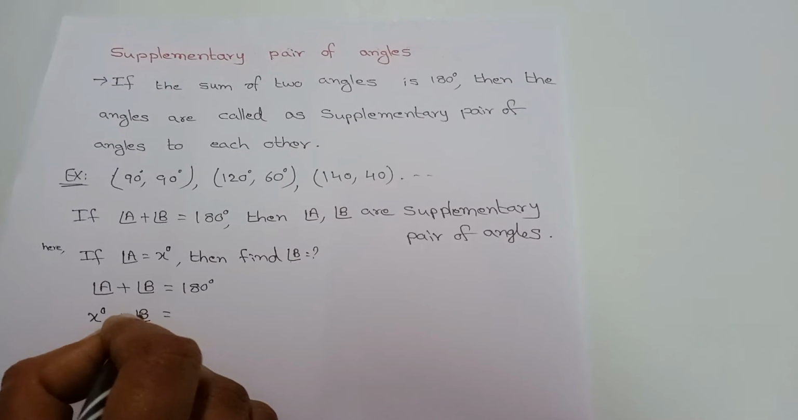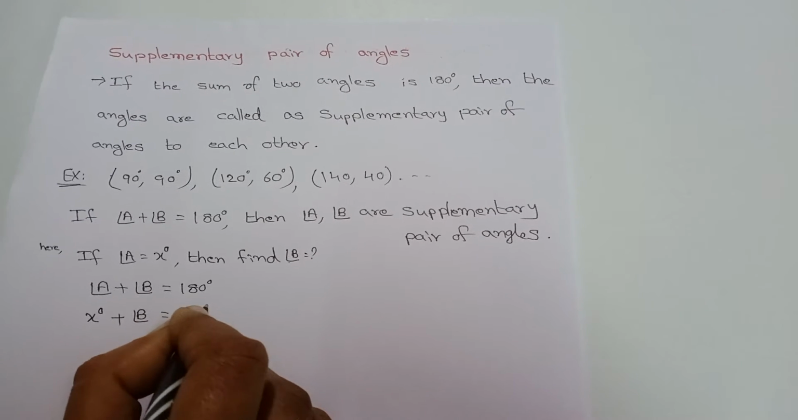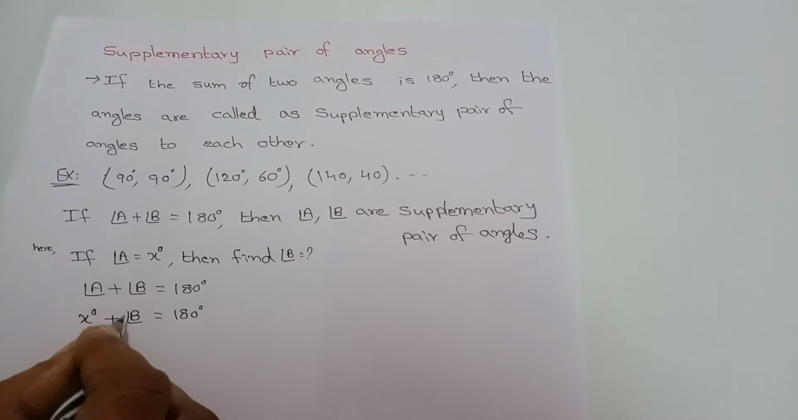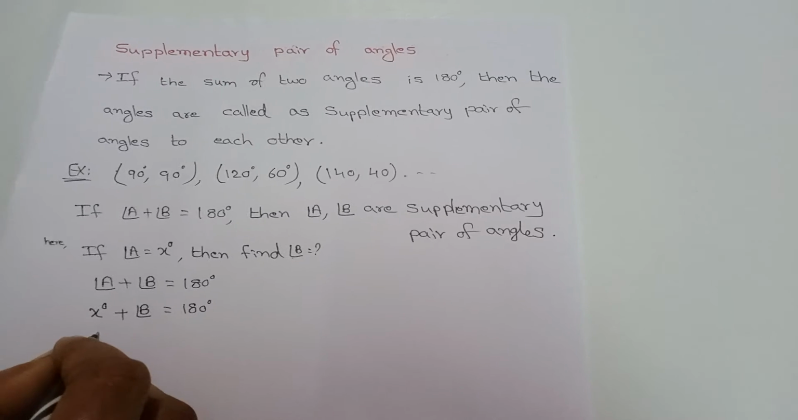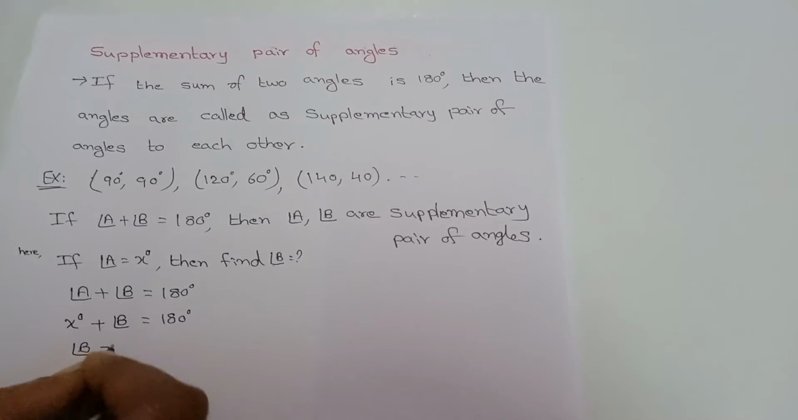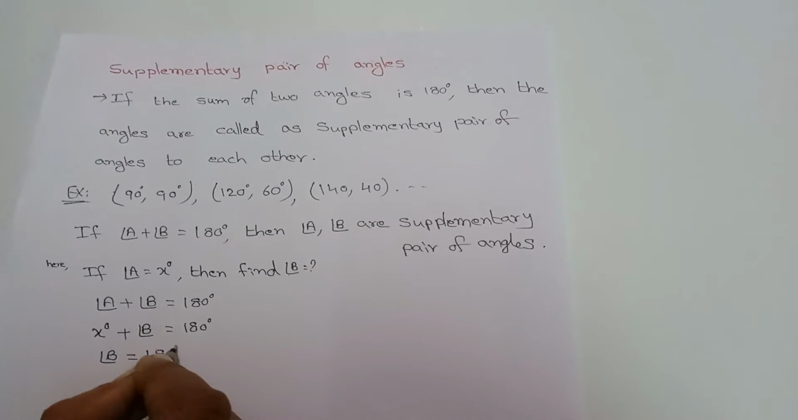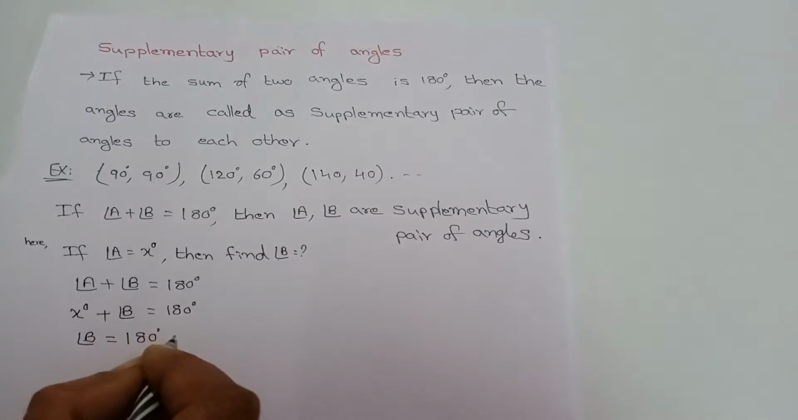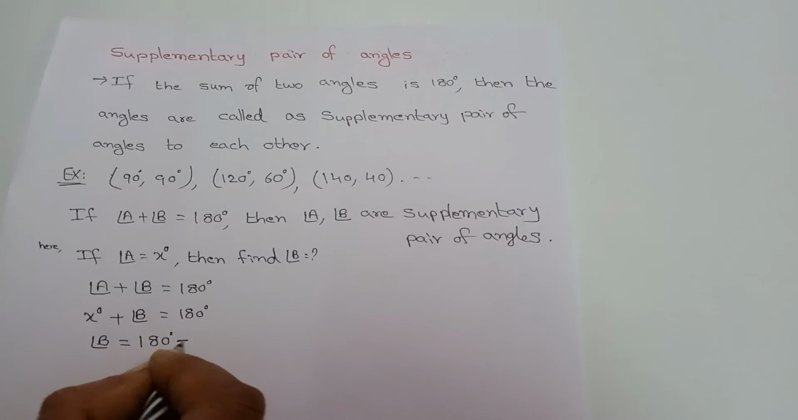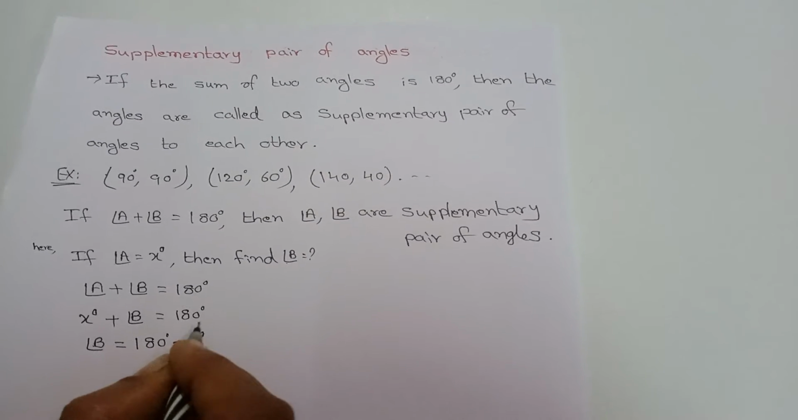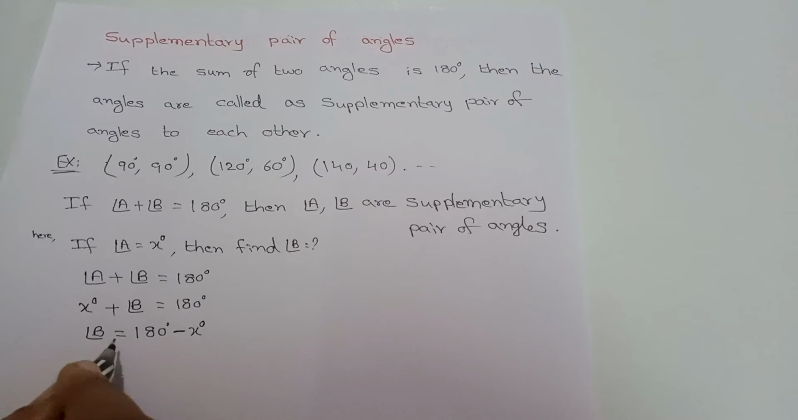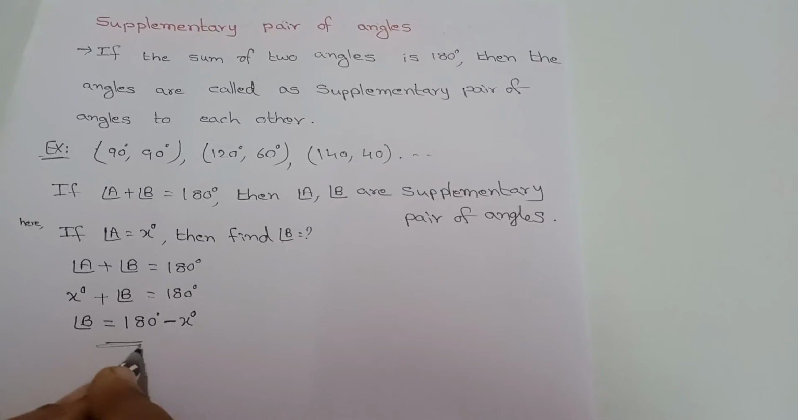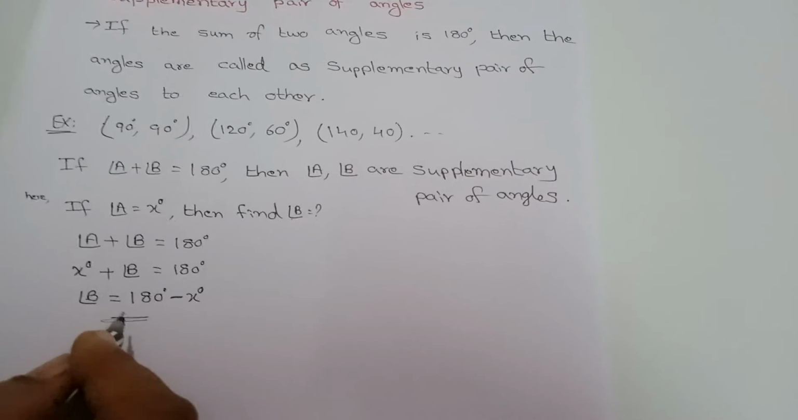Angle B, we don't know. That's why as it is, angle B. We write angle B here. Therefore, angle B is equal to 180. X goes to the other side, so minus X. Angle B value will become 180 minus X. Okay? Do you understand, children?